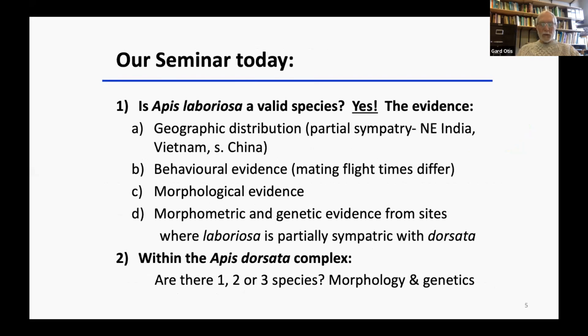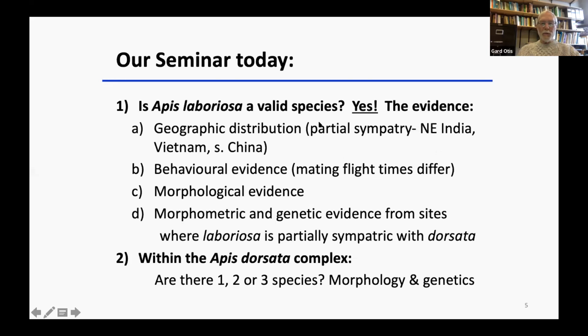We'll be looking at some evidence that mating flight times of drones differ. We'll be reviewing the morphological evidence that separates dorsata from laboriosa, or dorsata complex from laboriosa. And we'll also be looking at some of Nyaton's recent data from sites where she was able to collect both laboriosa and dorsata sympatrically and compare them both morphometrically and genetically.